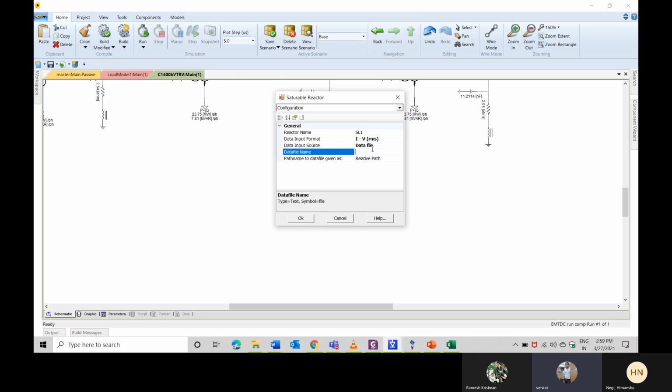The basic thing is that we have to select data file here and put the particular data file name.